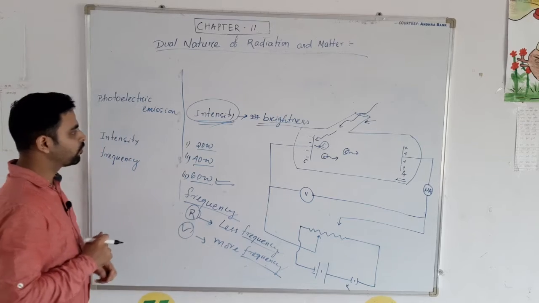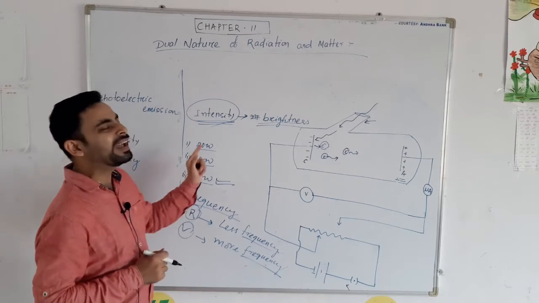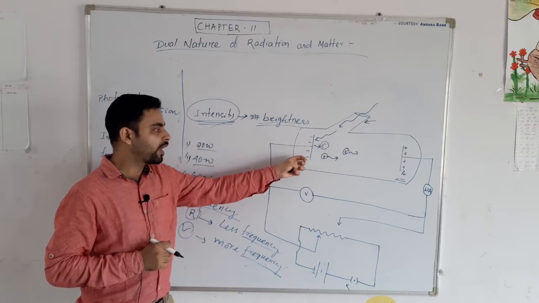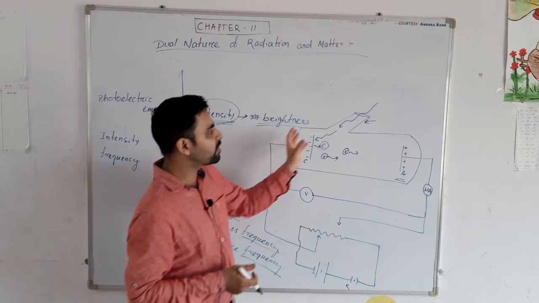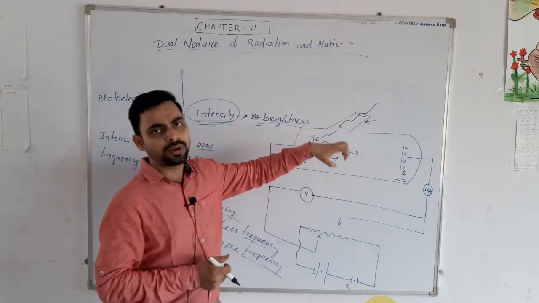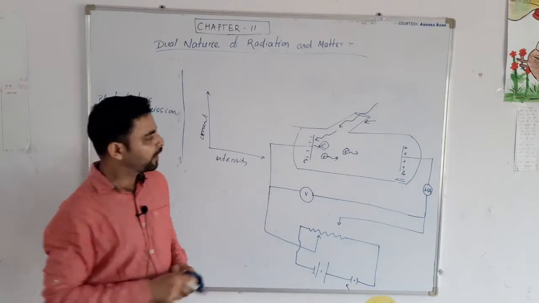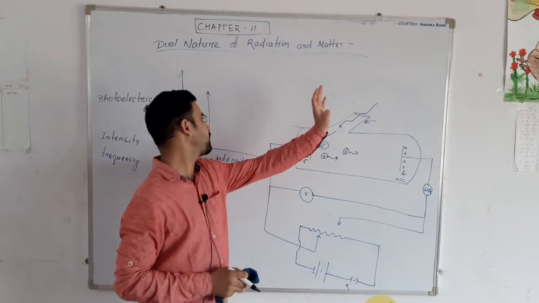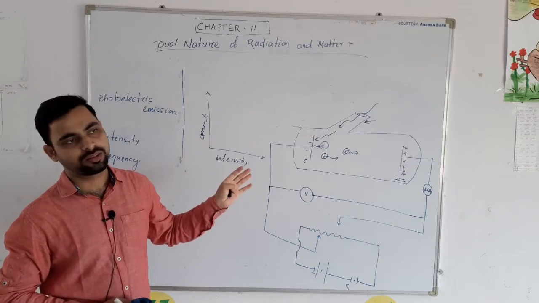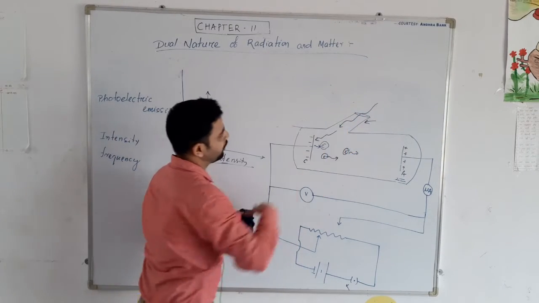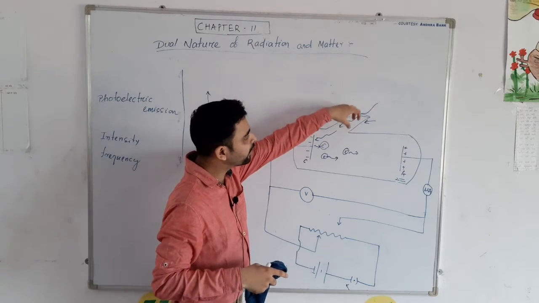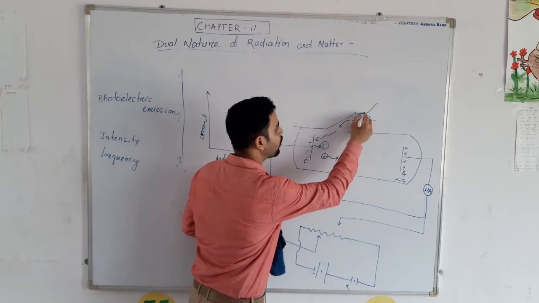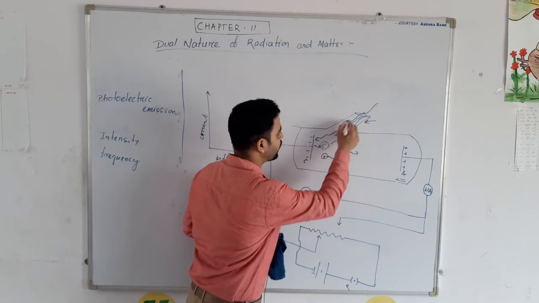Now let us jump to the next thing, how intensity will affect the current. In this experiment, if we change the intensity, how does the current change? We observed that when we increase the intensity, the current also increases. We are throwing more intense light, that means more and more light is falling here.